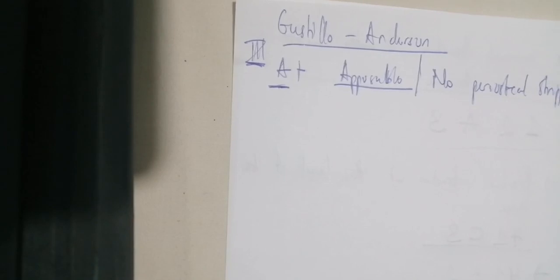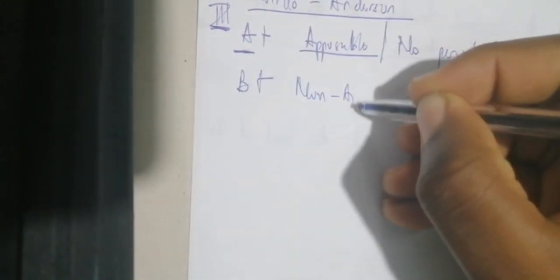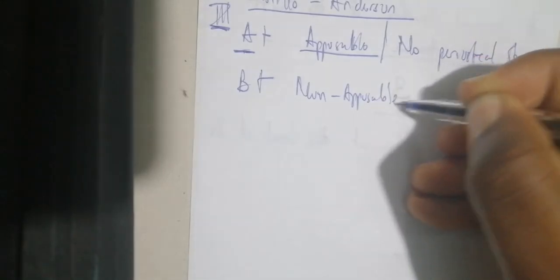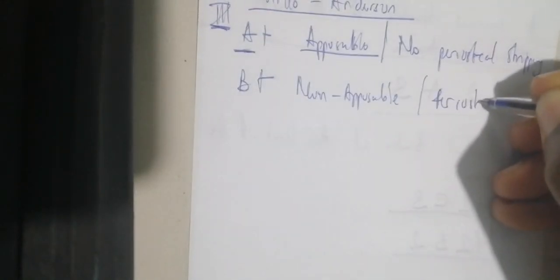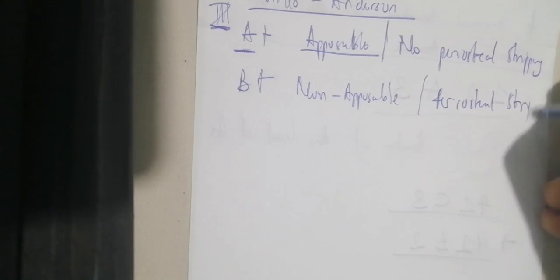Is it clear? This is Gustilo-Anderson 3 having its components. That's the Gustilo-Anderson 3 based on the wound size. So if the wound size is greater than 10 centimeters, and the wound is opposable, and there is no periosteal stripping, it is Gustilo-Anderson 3A. Now for Gustilo-Anderson 3B, if the wound is non-opposable and there is periosteal stripping. Is it clear? Every time there is periosteal stripping, it means that it is a Gustilo-Anderson 3B.